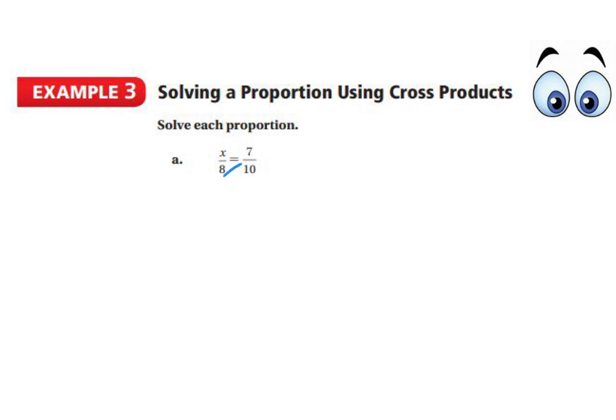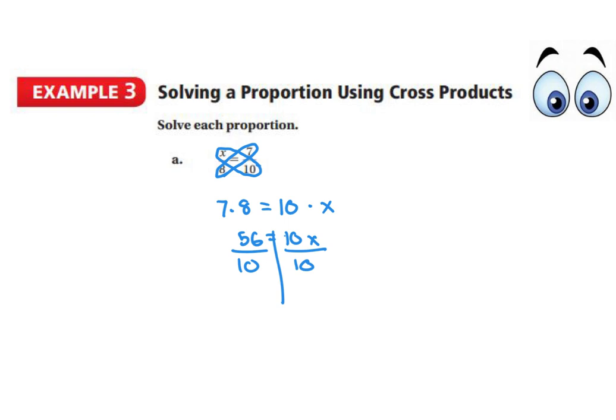And what that means is you're just going to multiply 7 times 8, and that's going to equal 10 times x. So what we have here is 56 equals 10x. So you can divide both sides by 10. The 10s cancel out, and you end up with x equals 5.6.